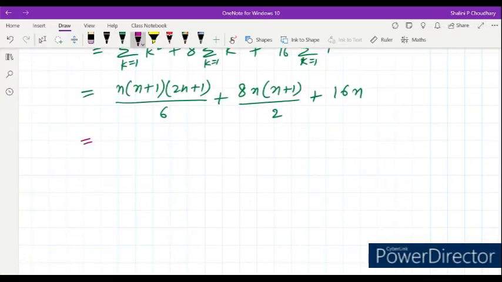So n will be equal to, how many terms are there? There are only 16 terms. Okay, so we'll be writing 16 into 16 plus 1, that is 17, multiplied by 2 into 16, 32 plus 1, 33, upon 6.